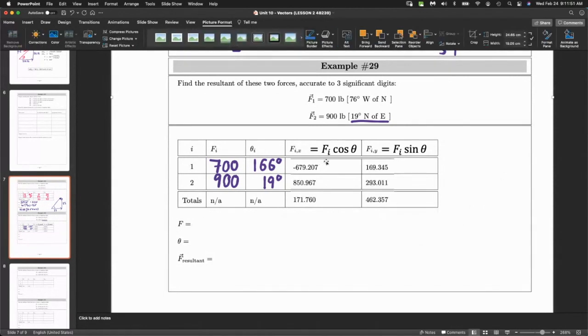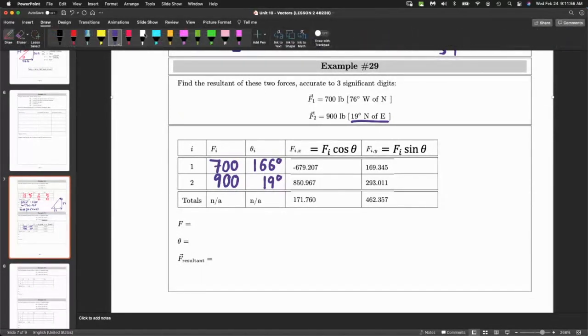The x component of the first vector is negative. Why the heck is it negative? Why is this vector negative? Because it's west. And why is this vector positive? Because it's north. The same reason that this one's positive. And this last one here is going to be an x component of positive because it's in the east.